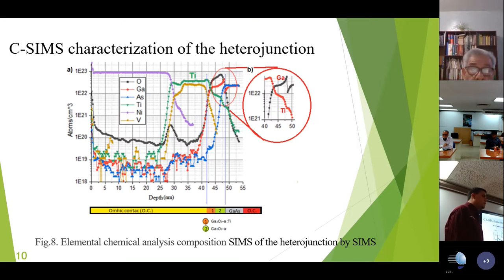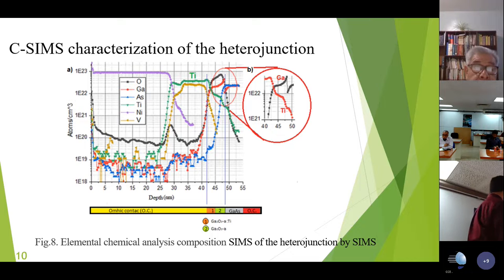And after that, we did SIMS characterization. This was done to obtain the chemical composition of the heterojunction. Starting from right to left, we have the substrate, which is gallium arsenide. The ohmic contacts are not included in the graph. After that, we have the films of gallium oxide.